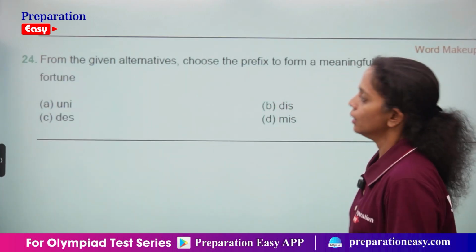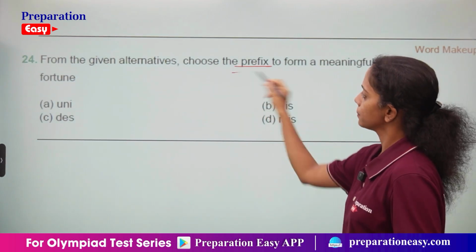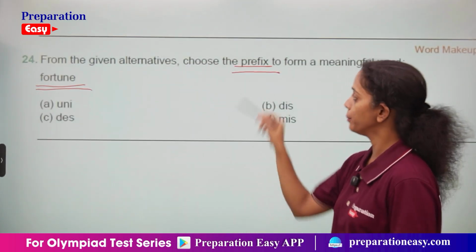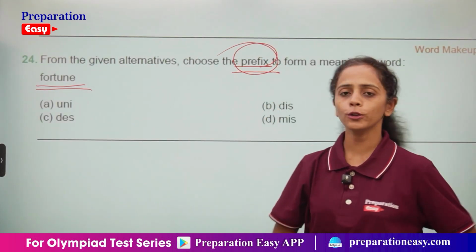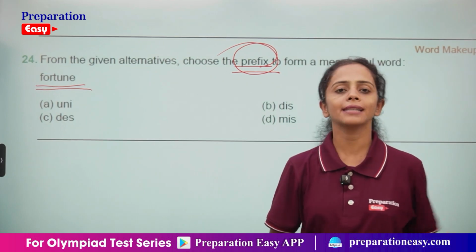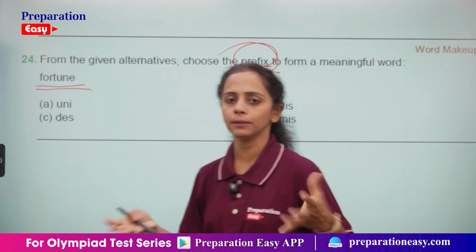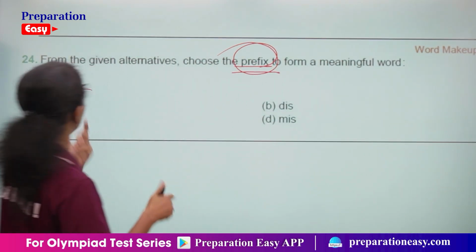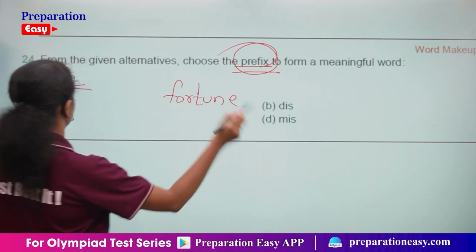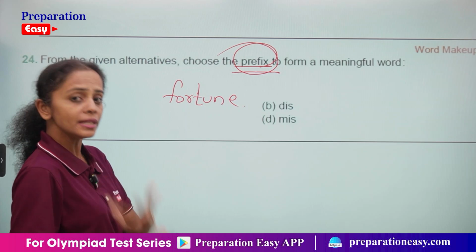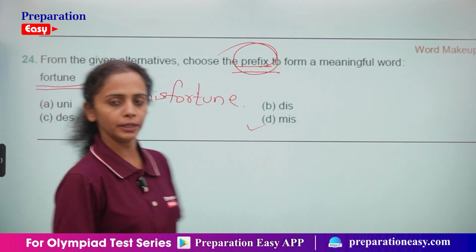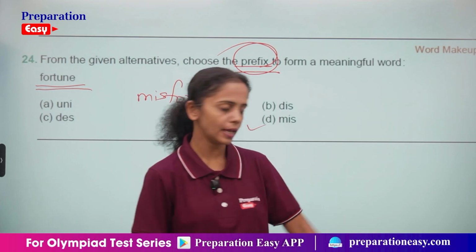Next, the word prefix and the word is fortune. Keyword prefix, and what you are going to get is the word fortune. Over here, the word fortune actually means that you are lucky, you are fortunate. Over here, misfortune will be its prefix. Misfortune means you are not that lucky. That is misfortune.